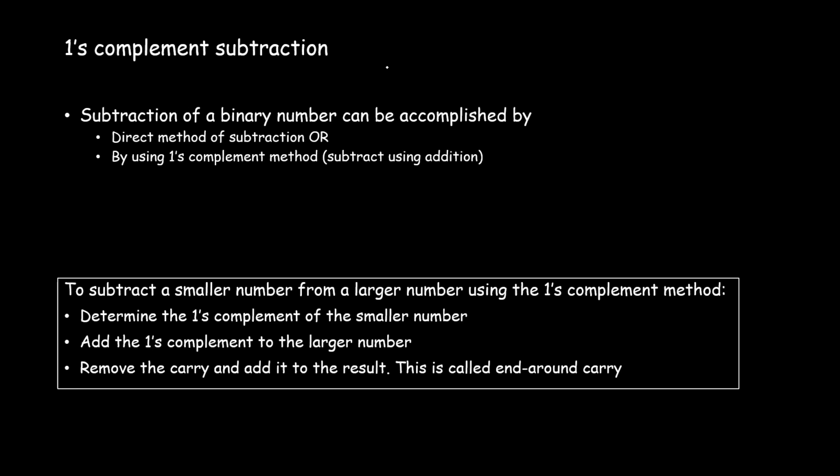Subtraction of binary numbers can be accomplished by a direct method which we had discussed earlier. We can also accomplish subtraction of binary numbers using the 1's complement method. The advantage of using the 1's complement method is that it allows subtraction of two numbers using addition. This is advantageous because the circuit for subtraction is much more complicated than the circuit for addition.